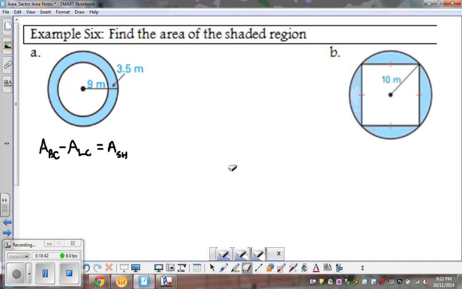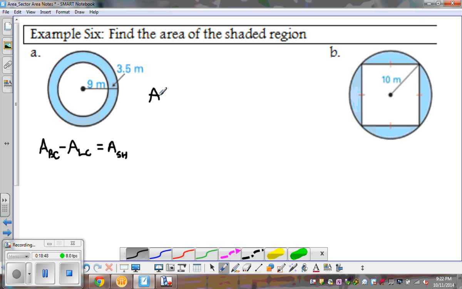All right, the area of my big circle is going to be pi times radius squared. So we'll kind of put that up here. So the area of my big circle is pi times, now my radius of my big circle is 9 plus 3.5. It's not just the 9, it's not just 3.5. The radius of my big circle is actually 12.5. You add those together. So pi times my r squared.